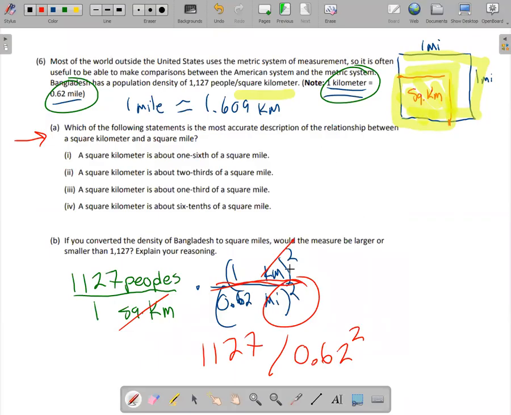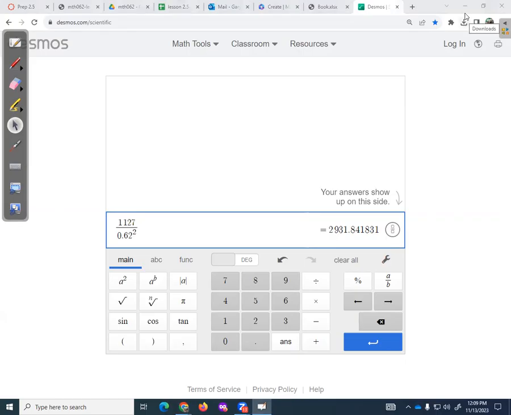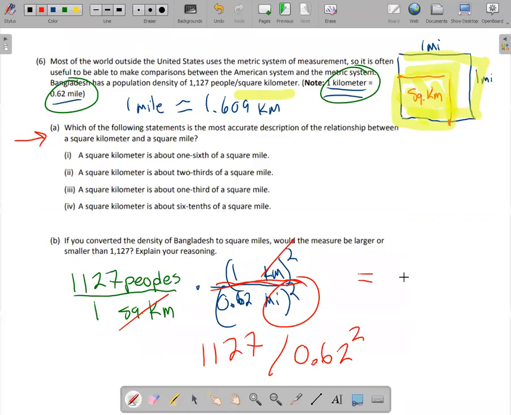All right, so again, the result of my calculation here is 2,932 to the nearest whole person. And that is people per square mile.